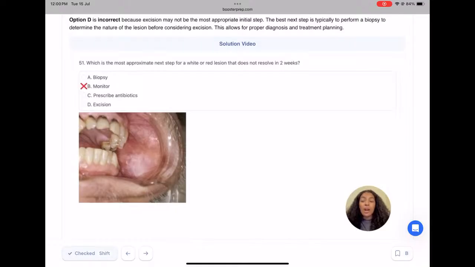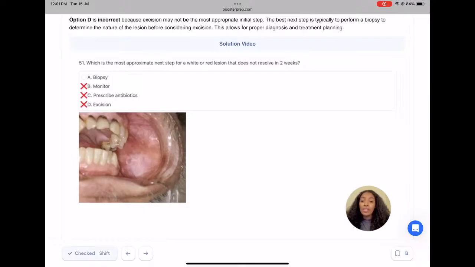Option C reads prescribe antibiotics. You don't want to prescribe antibiotics without knowing what the lesion actually is and its cause, so this could be dangerous and is incorrect. Option D reads excision. We want to know what the lesion is before proceeding with any treatment, so this is incorrect. Leaving us with option A, biopsy.